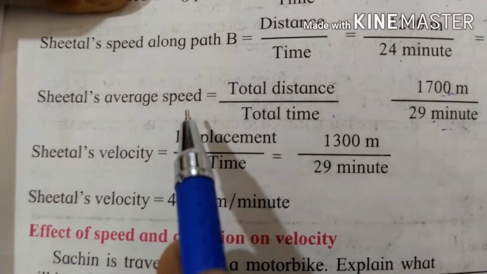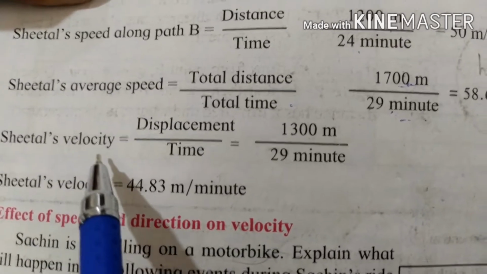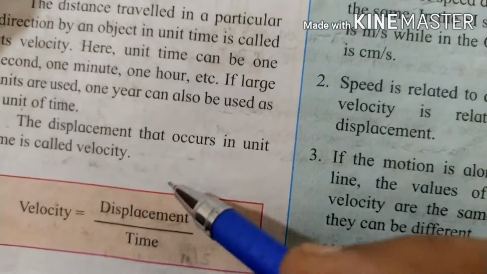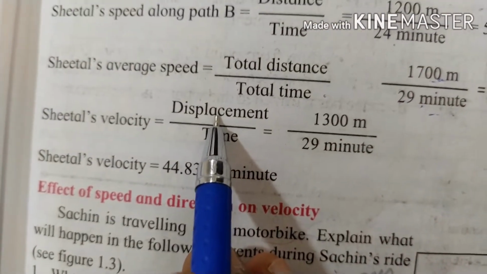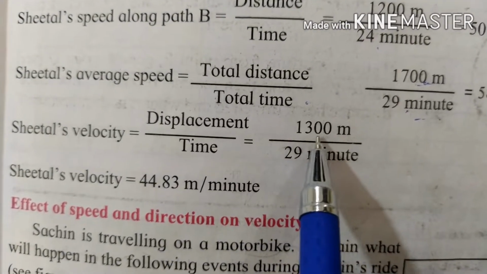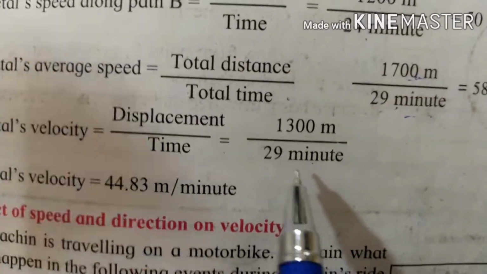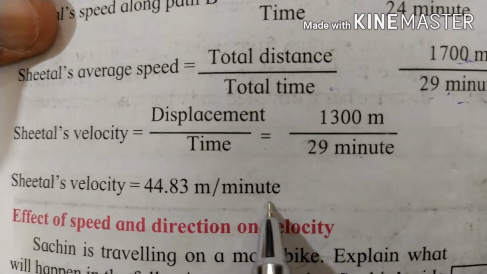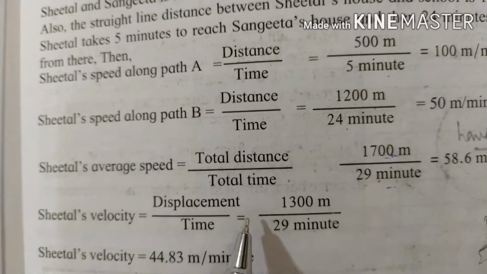In the first case we studied Sheetal's average speed. Now we will calculate Sheetal's velocity. We know what velocity is. Velocity is nothing but displacement upon time. What is displacement? As we have seen on the first page, that was the shortest distance, 1300 meter, upon time. The time we know is the total time, 29 minutes. So Sheetal's velocity is 44.83 meter per minute. Understood the concept here? We are calculating all this as per page number 1.